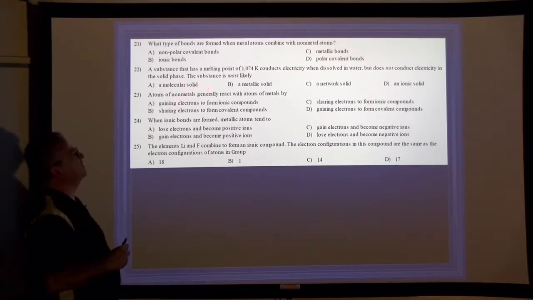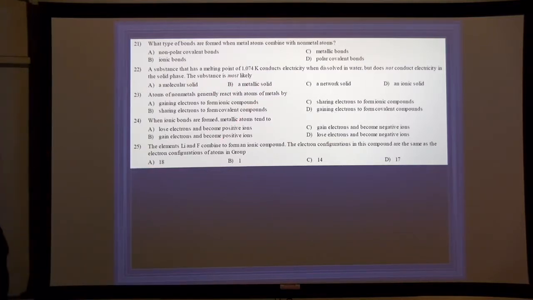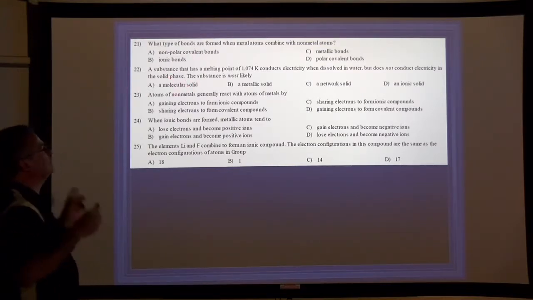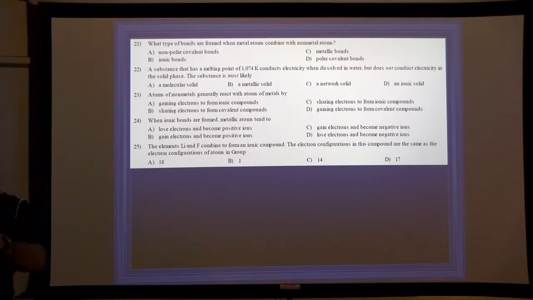Atoms of nonmetals generally react with atoms of metals by, what do nonmetals do? What do you say? Just give me a number. Okay, so nonmetals will gain electrons, because that's what they do. And once they gain electrons, what will happen? They will bind to the metal that lost the electron, right? And form an ionic bond.